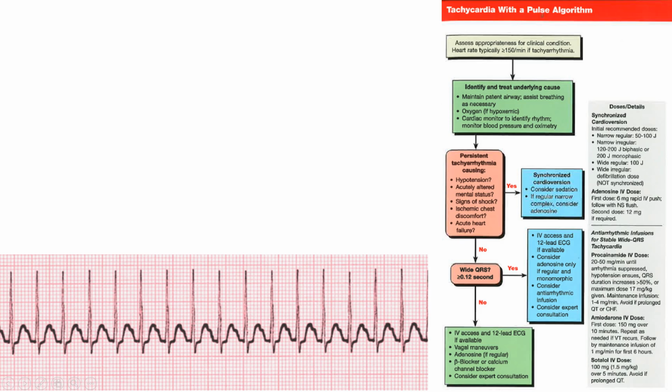Sometimes I say monomorphic too. So in any instance, if it's regular, whether it's a wide QRS or narrow QRS, you want to consider the adenosine here. The difference though was that if it's a wide QRS with a tachycardia, you use an antiarrhythmic, like procainamide, amiodarone, or sotalol. But if it was a narrow QRS, you would consider doing a vagal maneuver or a beta blocker or calcium channel blocker.